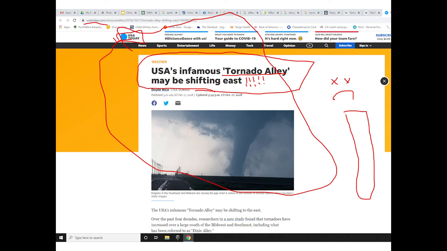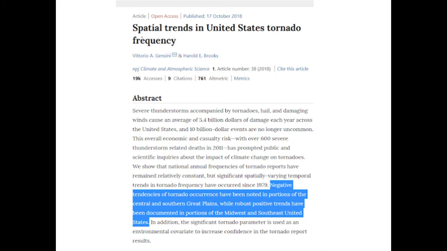The news sensationalizes things to get your attention, and many times they will butcher the actual science. They will misstate what's going on. And it's not because they do it on purpose. It's just because they're not scientifically literate like you are becoming right now. They don't know how to read the article that this was based on. Spatial trends in the United States tornado frequency. That's not nearly as scary, right?